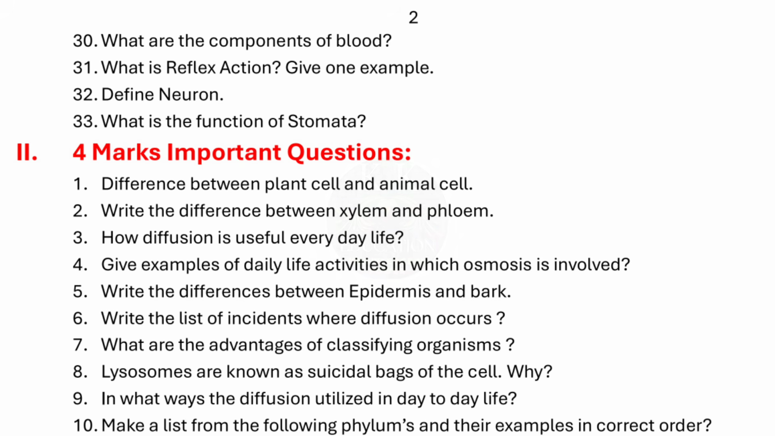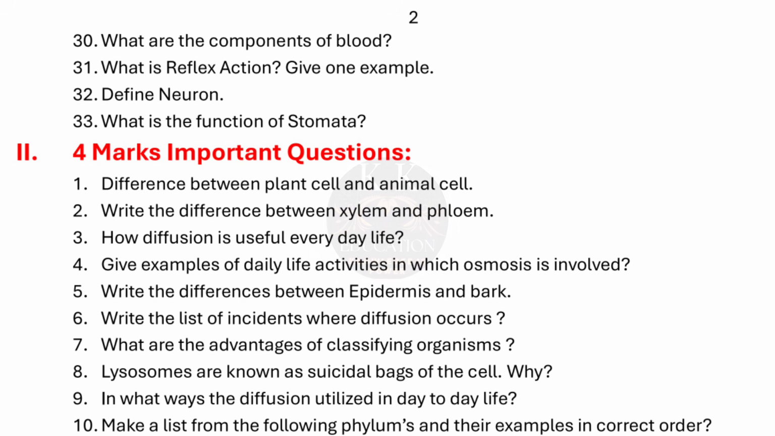Now let's move on to 4 marks questions. These usually involve short explanations and neat diagrams. So the first question in this section: difference between plant cells and animal cells. Second question: write the difference between xylem and phloem. Third question: how is diffusion useful in everyday life? Fourth question: give examples of daily life activities in which osmosis is involved.